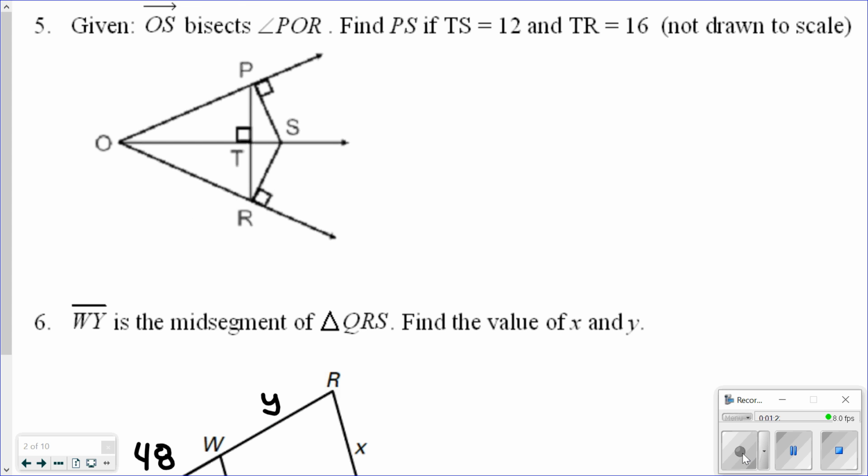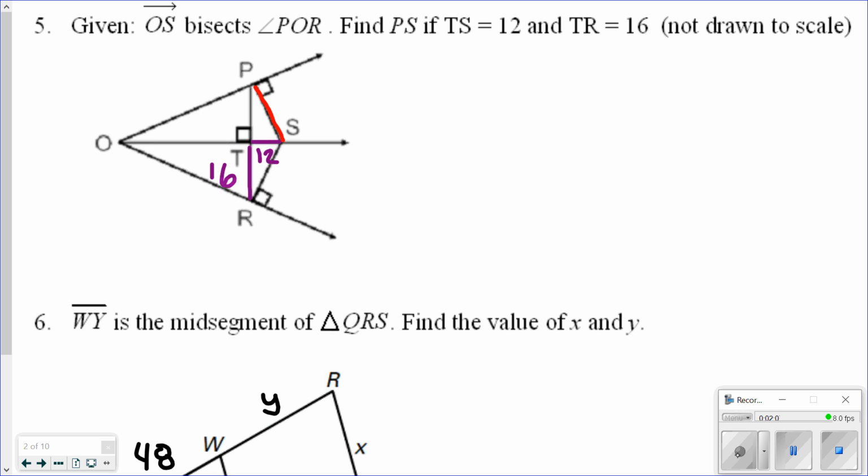We are given that ray OS bisects angle POR. Find PS if TS is equal to 12 and TR is equal to 16. This is not drawn to scale. All right, so let's start by plugging in what we know. TS is this spot right here, which is 12. We know that TR, which is this segment right here, is 16. We want to figure out what is PS. PS is this segment right here in red.